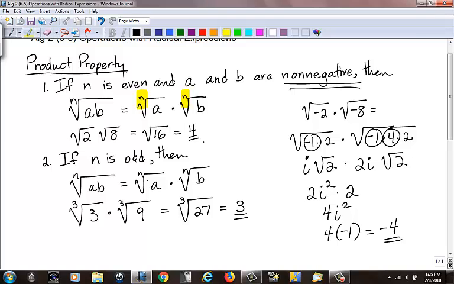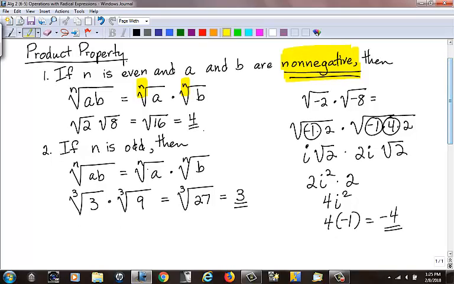So on this part of the notes, you need to highlight, star this word, non-negative. If they're doing an even root with a negative number, you cannot just multiply them together. That will not work. Caught some of you sleeping.